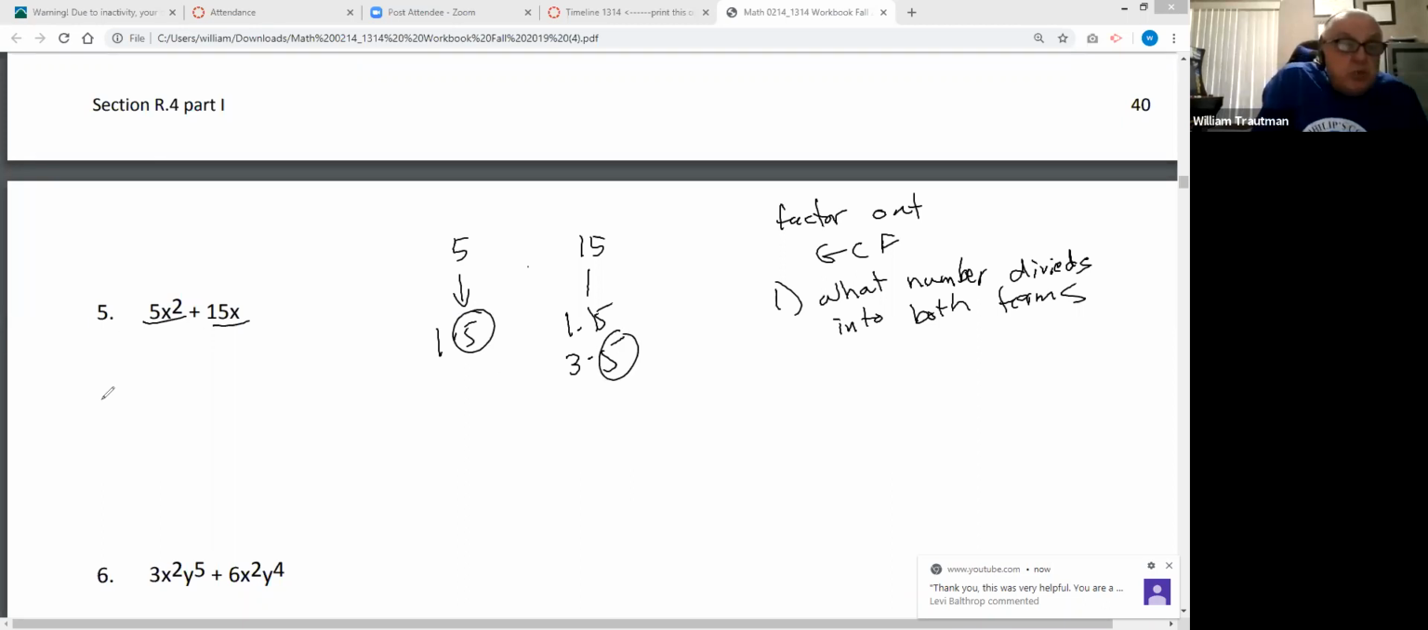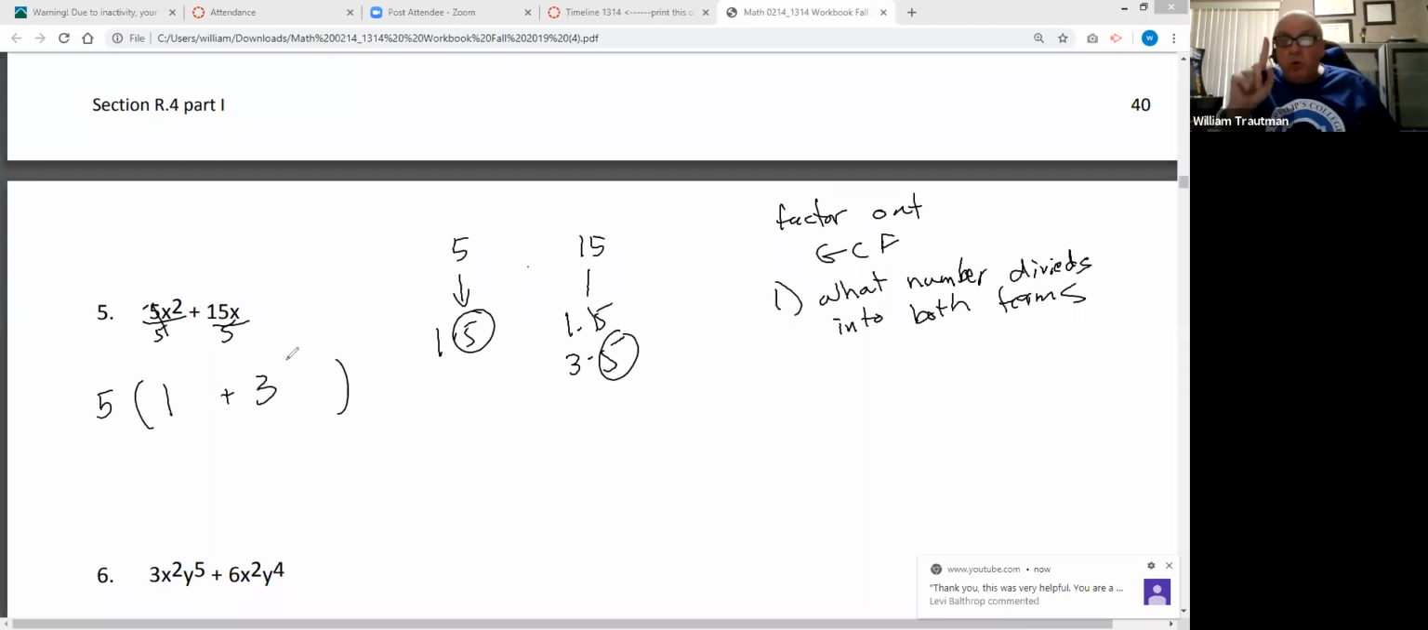So we're going to divide out 5. We put the parentheses, we take that 5 out, and we divide it. If I divide these by 5 like this, you can see 5 divided by 5 is 1, and 15 divided by 5 is 3. Now there's more to factoring. That's why I had step 1.